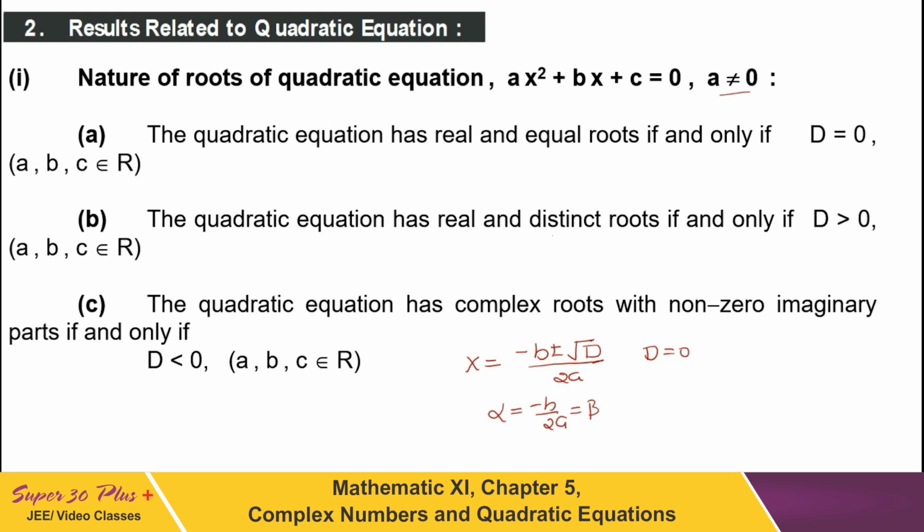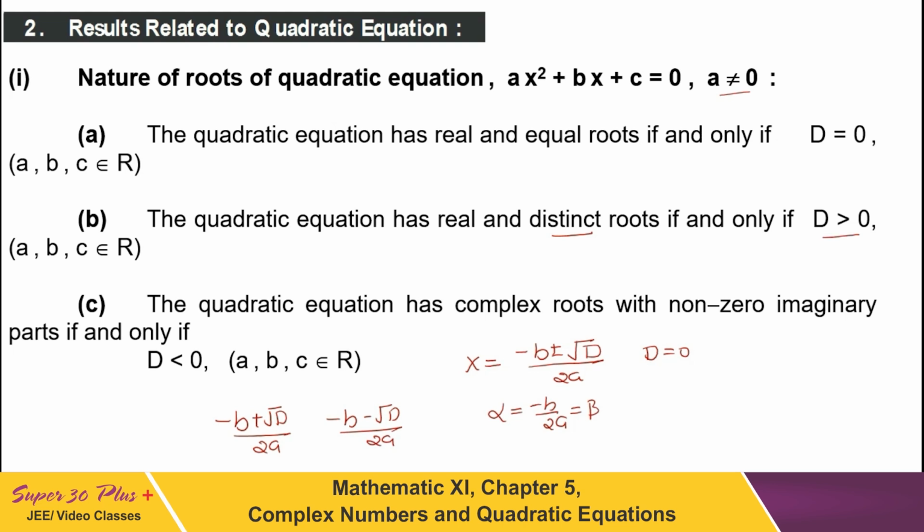If roots are distinct and real, when the roots are distinct, one root takes the plus sign, minus b plus root d upon 2a, and the other root is minus b minus root d upon 2a. Then we can say roots are distinct, and it is possible only if d is positive. That's why we can say that if roots are real and distinct, then d is greater than 0.